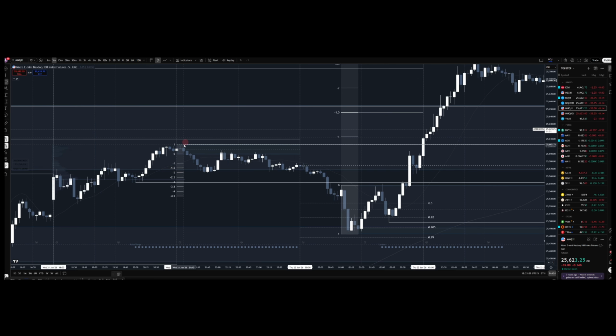So we can draw an OTE swing. We're going from the high down to the low. Let's drag that right across. And we have our 0.79 just special there. Back into the zone here. Tags that, and then we break down.